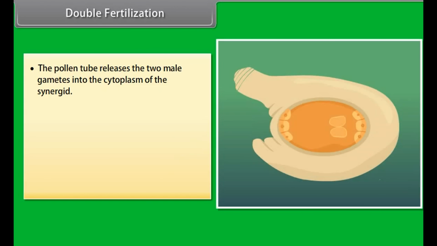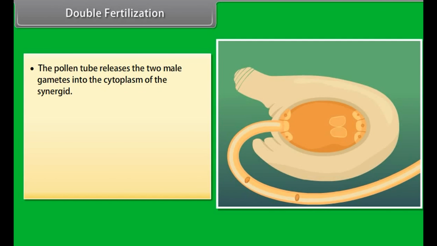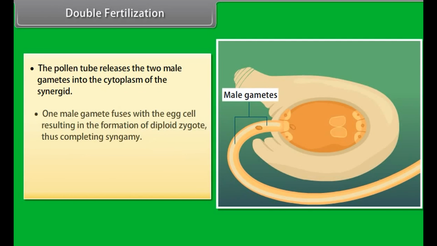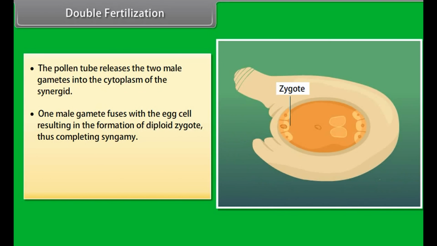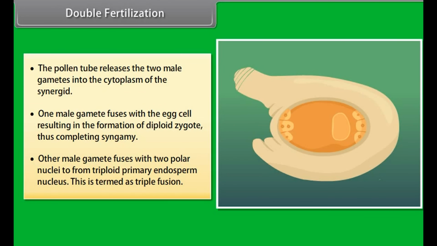Double fertilization. The pollen tube releases the 2 male gametes into the cytoplasm of the synergids. One male gamete fuses with the egg cell, resulting in the formation of diploid zygote, thus completing syngamy. The other male gamete fuses with 2 polar nuclei to form triploid primary endosperm nucleus. This is termed as triple fusion.